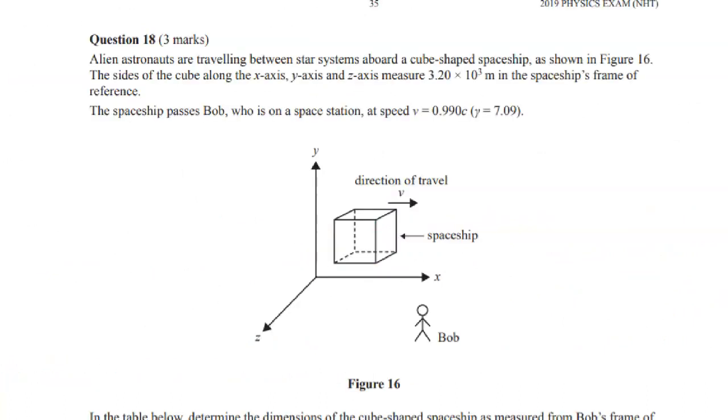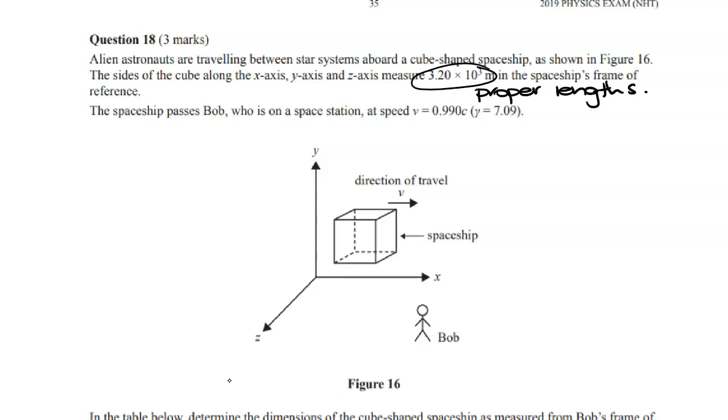I've noticed with a lot of these questions, the name Bob comes up a lot. We've got alien astronauts traveling between star systems aboard a cube-shaped spaceship. Interesting. The sides of the cube along the x, y, and z axes measure 3.2 by 10 to the 3 meters in the spaceship's frame of reference. So these refer to the proper lengths.